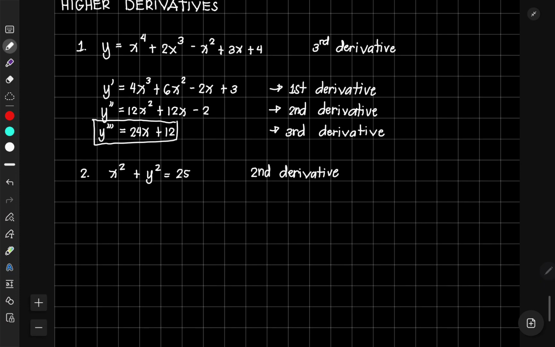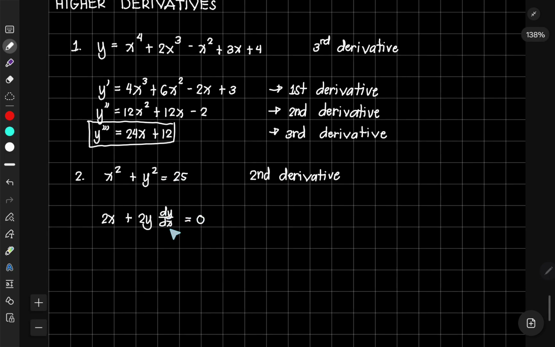So, una, you have to get the first derivative. So, ito, the derivative of x squared with respect to x, we have 2x. So, dx over dx, or that is simply 1. So, plus the derivative of y squared, that is 2y. So, derivative of y with respect to x is dy over dx. And this is equal to 0 kasi constant lang naman yan. So, getting dy over dx. So, ito yung first derivative.